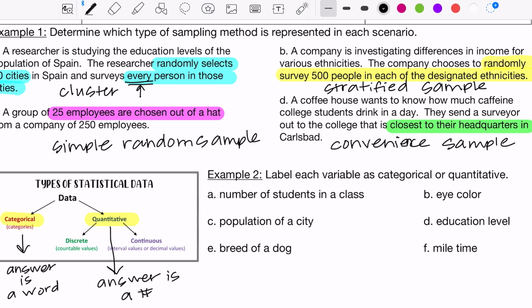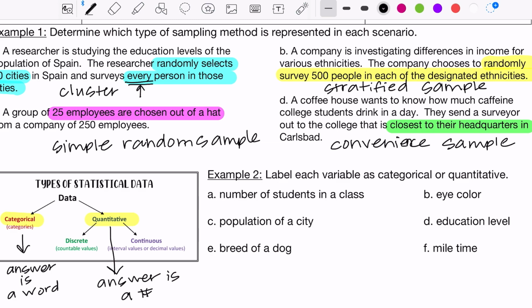So categorical, what color are your eyes? Blue, brown. What color is your hair? Purple, blonde, black. That's categorical. The answer is a word. Quantitative, the answer is a number. How old are you, right? How tall are you? What's your GPA? Things like that. The answer is a number, quantitative.